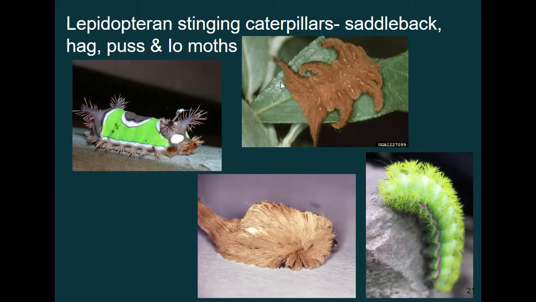And this really fuzzy looking thing that you can just barely see the head on is a puss moth. And it's another one that stings. These guys have pretty nasty stings. And the io moth that was on the previous slide, this is its caterpillar. And it's also a stinging caterpillar. So these are on the do not touch list.